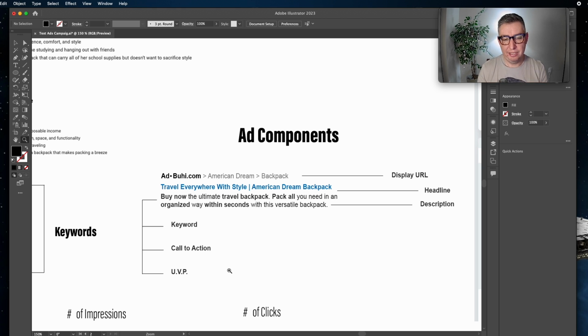So the headline is like your subject line for your email. It must be very attractive and catch people's attention immediately. And the description must contain a call to action, unique value proposition, and your keywords. Again, the display URL is an important element for people to understand where they're going to be taken.